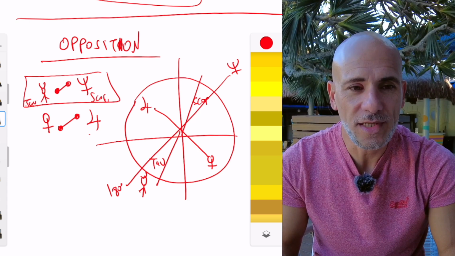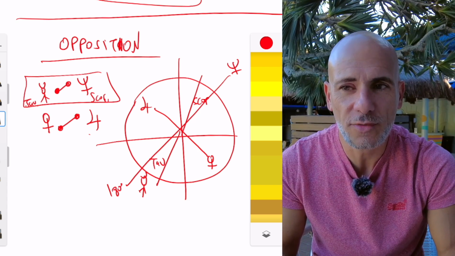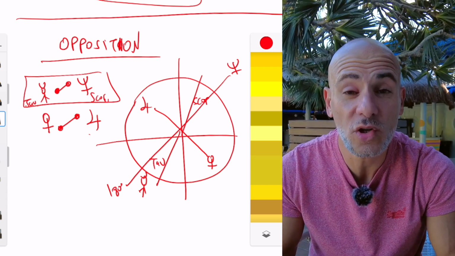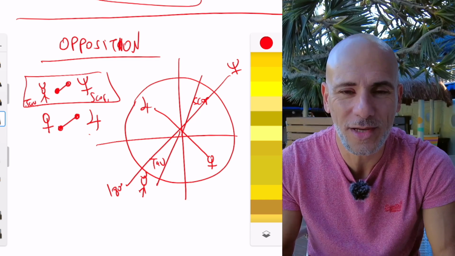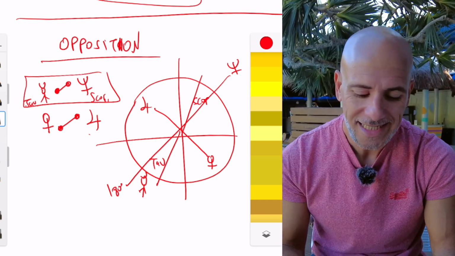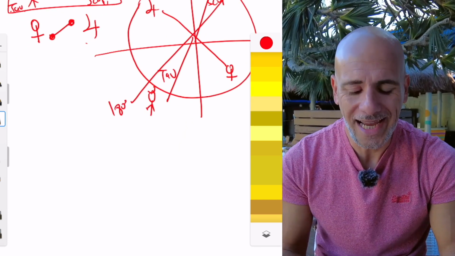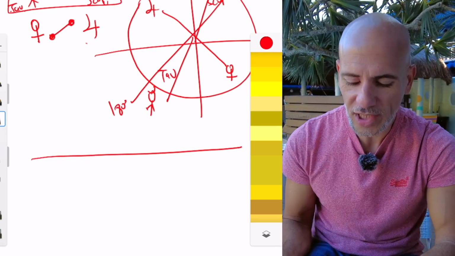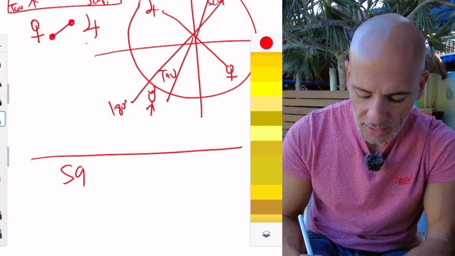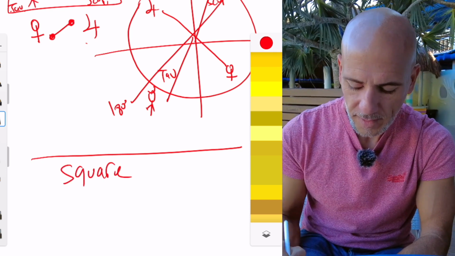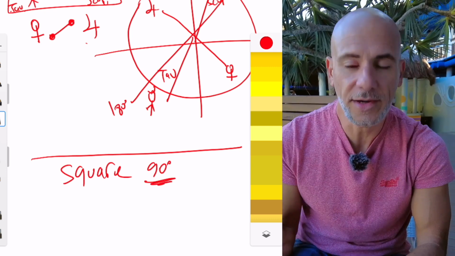And usually the opposition takes us to this extreme point of what you're going to do from here, like looking in the mirror at the other side. It's not always like this. What's really calling us for action is actually a form that's called square, meaning 90 degrees.